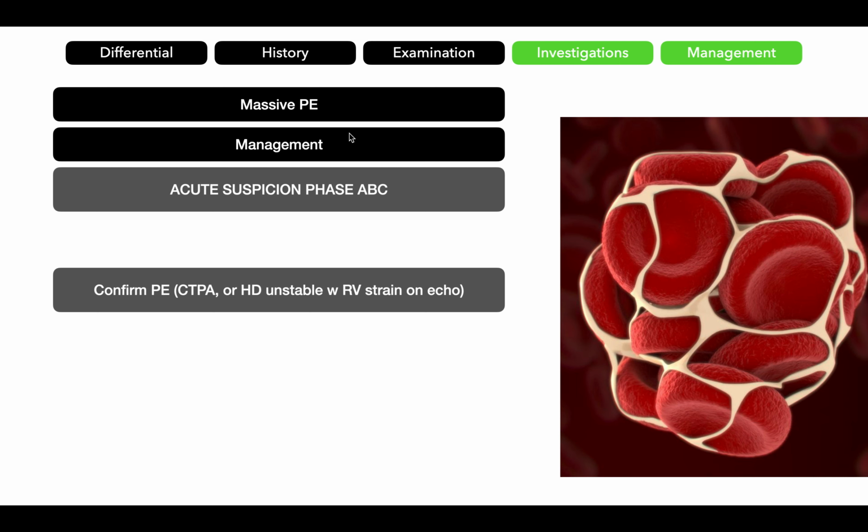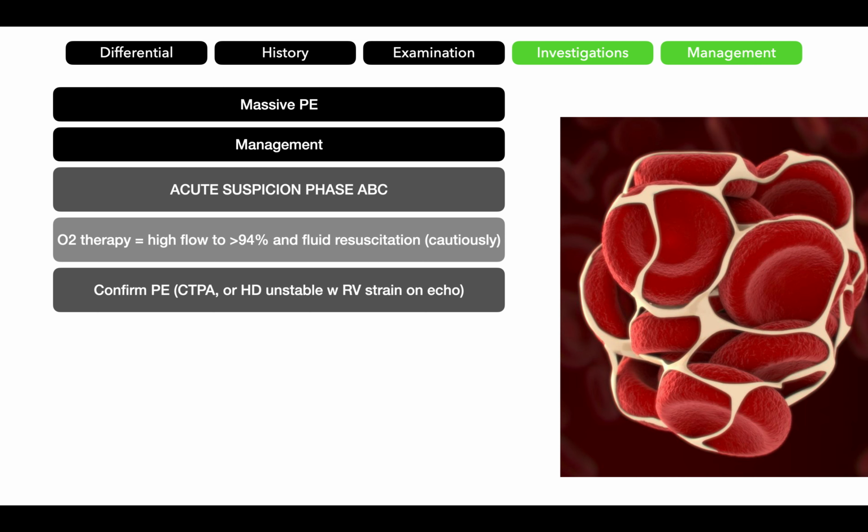Now, the management of massive PE, if you're suspecting it but you don't want to wait for a CTPA, you need to make sure the ABC is stable. So you need to do what we've done on the AIM course. So oxygen therapy, high flow to over 94%, and fluid resuscitation, but cautiously, as you don't want to overload the taxed lungs.